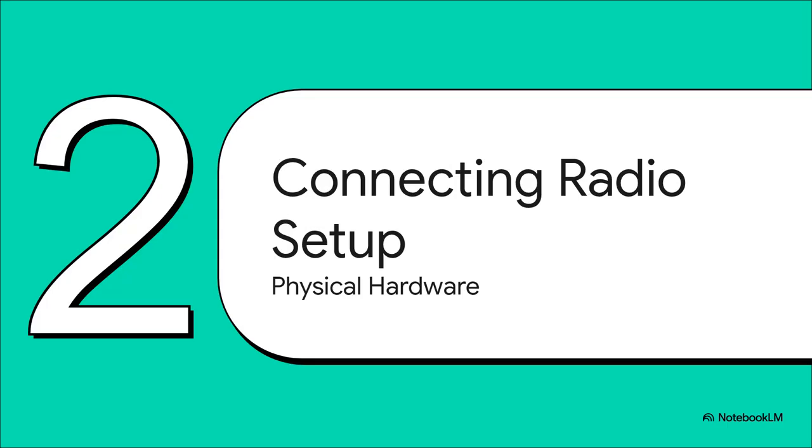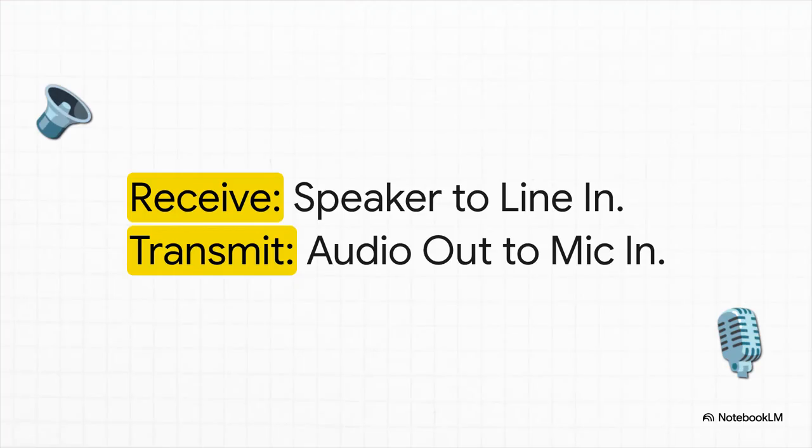Moving on to Section 2, connecting your radio setup. All right, grounding ourselves in the physical world for a second, getting your radio to actually talk to the computer is incredibly straightforward. It is literally just routing basic audio cables. For receiving, you just take your radio's speaker output and plug it into the line in or microphone jack on your computer, and if you want to transmit, just route the computer's audio output straight into your transceiver's microphone input. It's standard audio routing, nothing proprietary or crazy here.